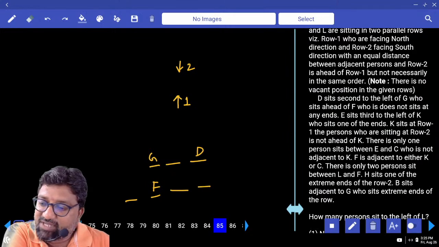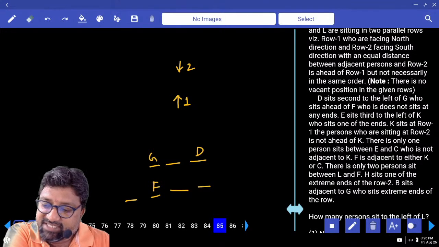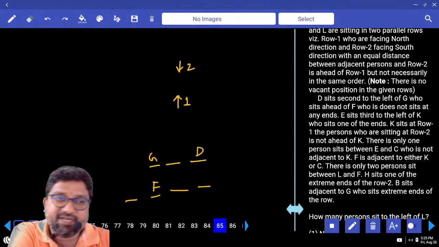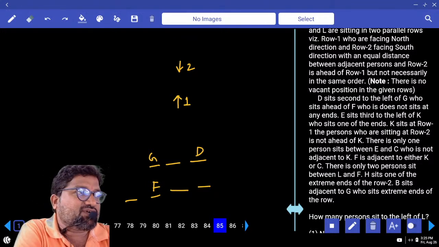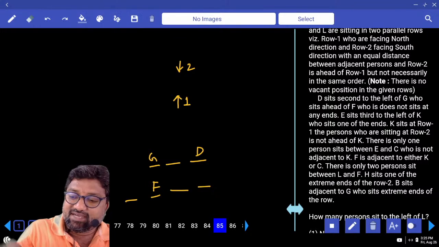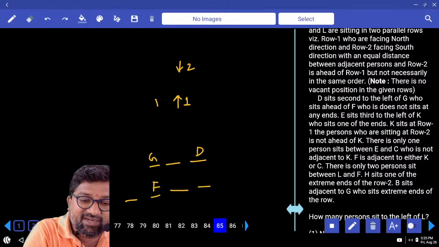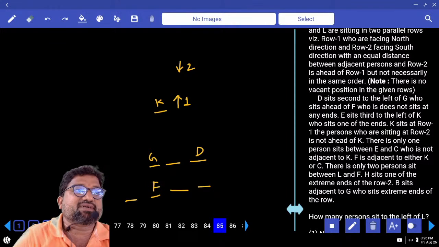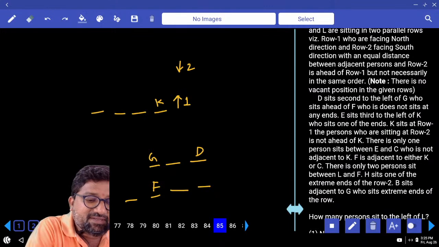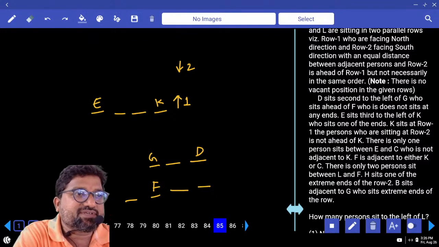E sits third to the left of K. K who sits at one of the ends. K sits at row 1. The persons who are sitting at row 2 are not ahead of K. K is sitting at one of the extreme ends and K is sitting where? Row 1. And E is third to the left of K. So K definitely has to be in the extreme right corner, because E is third to the left of K.